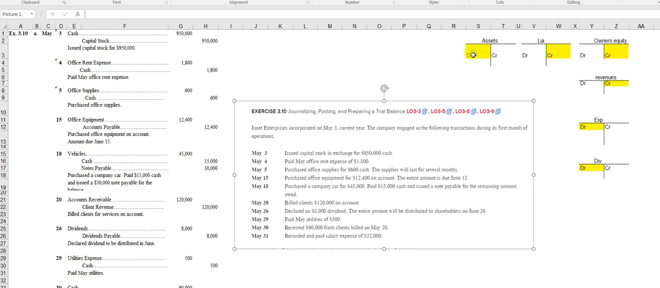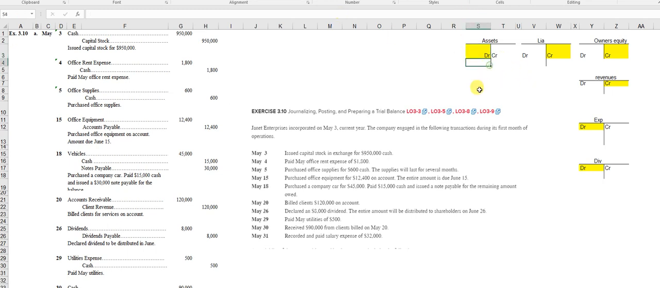But basically we have the accounting equation: assets equals liabilities plus owner's equity. So here's my accounting equation up here. Assets are increased on the debit side. Liabilities and owner's equity are increased on the credit side. I've got the yellow highlights for the side that's credit. Revenues are increased on the credit side. Expenses and dividends are increased on the debit side.